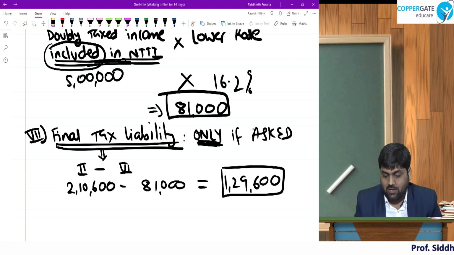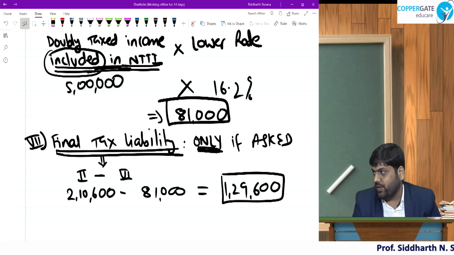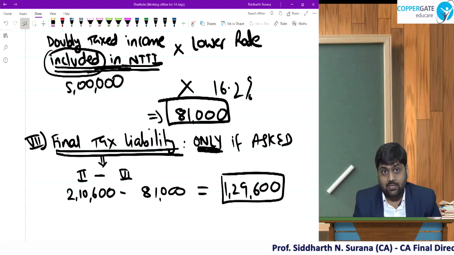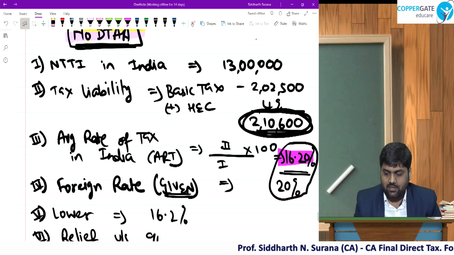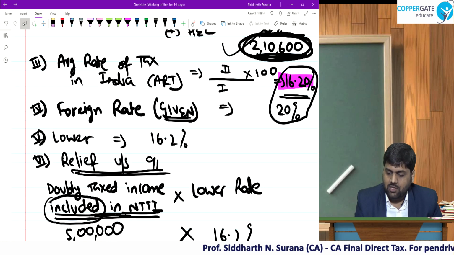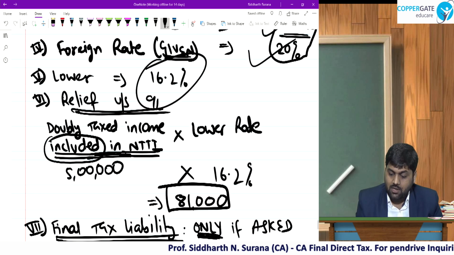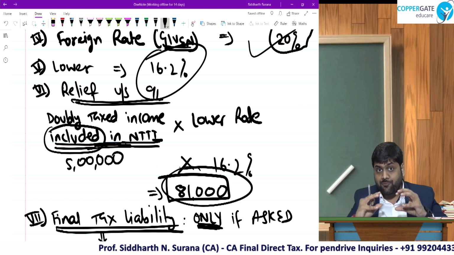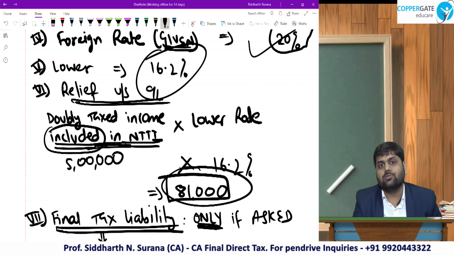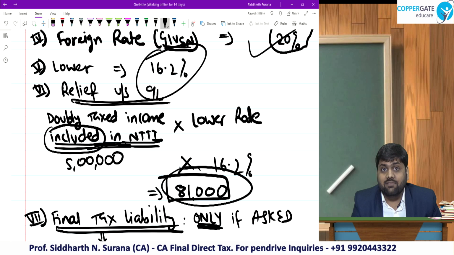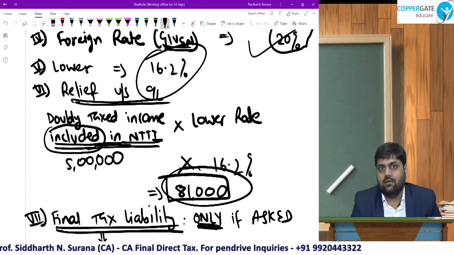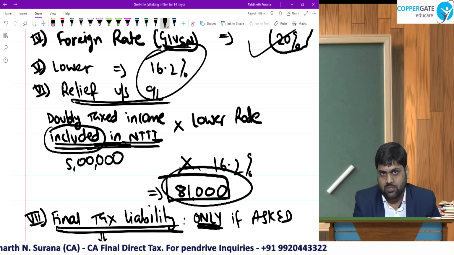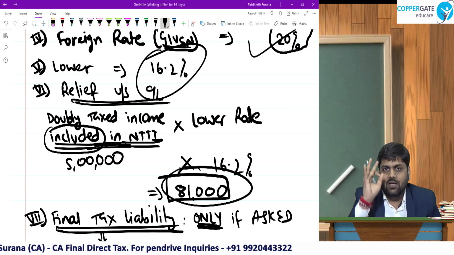And you have to be very careful about this, because especially if it is an objective question, then anything can happen with you. Suppose in an objective question, the same data is given and the question is calculate final tax. You do all your steps correctly. You have done 13 lakh correctly, 210,600 correctly, you've done 16.2, you've chosen the lower also correctly. In fact, your 81,000 answer has also come, which is the right answer. And out of the 4 options given in the question, 81,000 is one of the options. The moment you see 81,000 on the question paper, you will be so excited and you will end up choosing 81,000 as the right answer. What you have done is disaster.